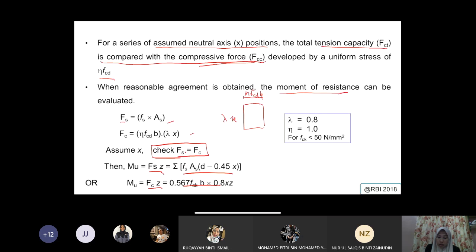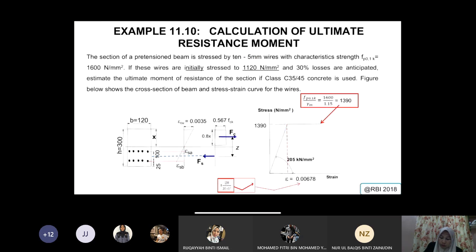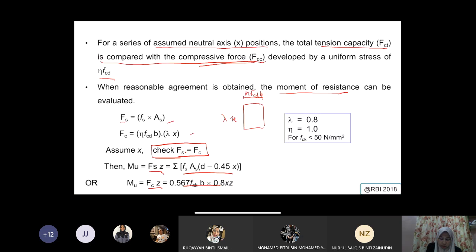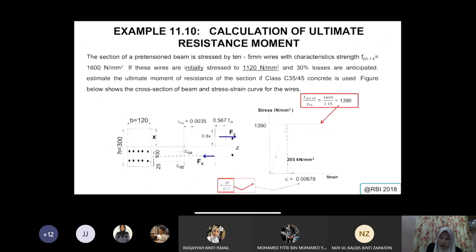Okay, because moment is calculated when you have Fc multiplied with z in this direction, and also Fs multiplied with z. So this will be your moment, acting under the stress block. Okay, so yeah, that's about it.